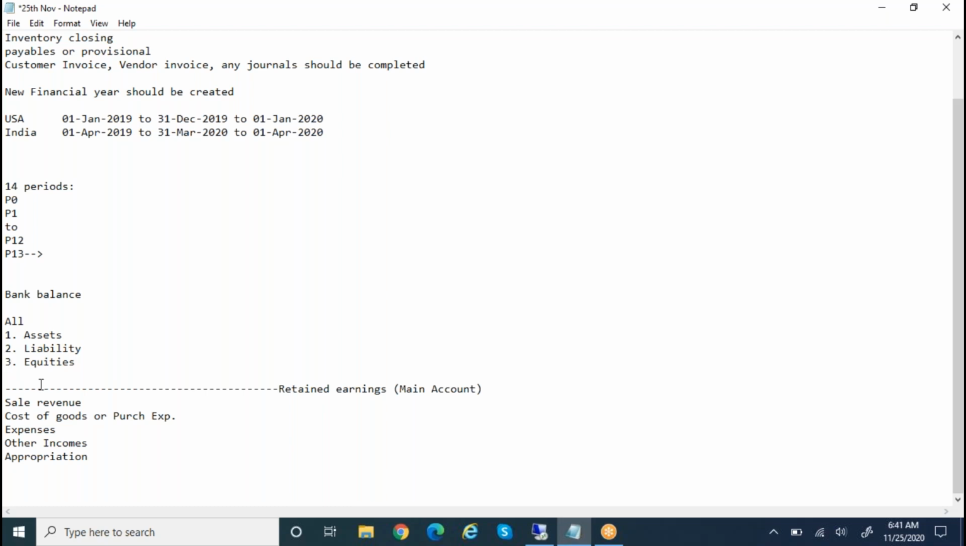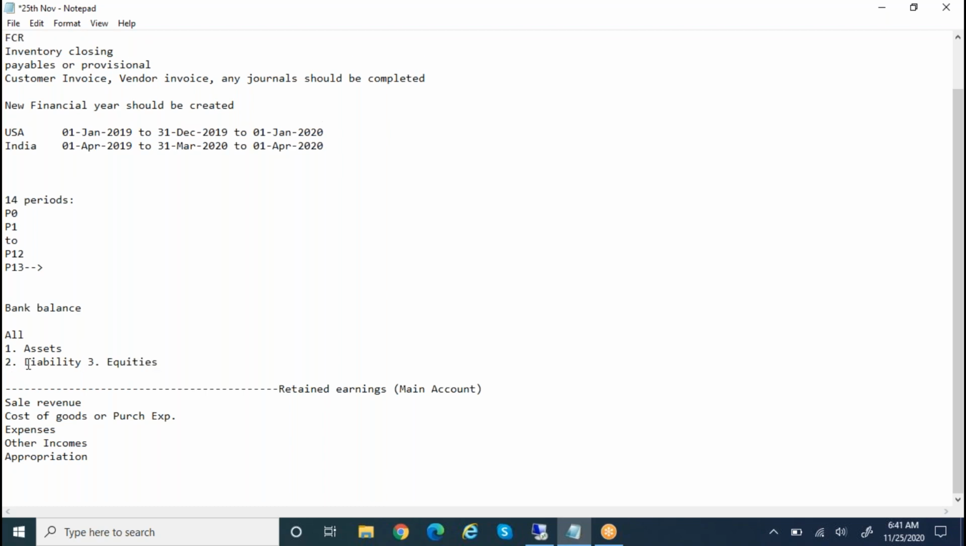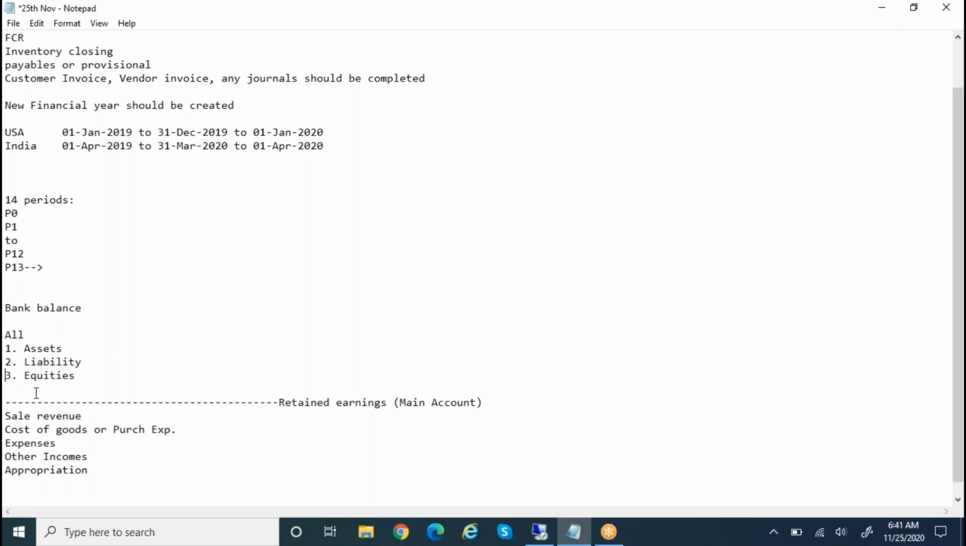Actually, commerce is not a separate one. It is a subset of liability. But in Dynamics, it was separated. And this is the 4 series, revenue. That means through sales, whatever money you are getting, the sales value, that is 4. 5 means cost of material or purchase expenses. This is the sales value. This is the cost value of the material.